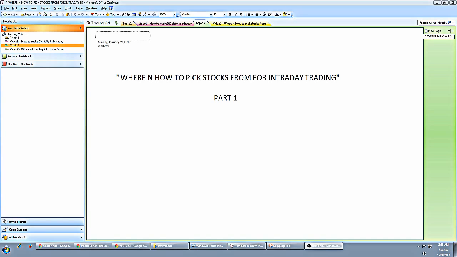So as mentioned in my previous video, today I'm going to show you guys where to pick the stocks from for intraday trading. This is one of the most important things that we need to know before we actually enter a trade, because we just cannot enter a trade randomly. In intraday trading, we need to be very specific about the stocks, because if we make a wrong decision, we don't have much time to rectify our mistakes, because we cannot just sit and wait for the market to turn the direction in our favor.